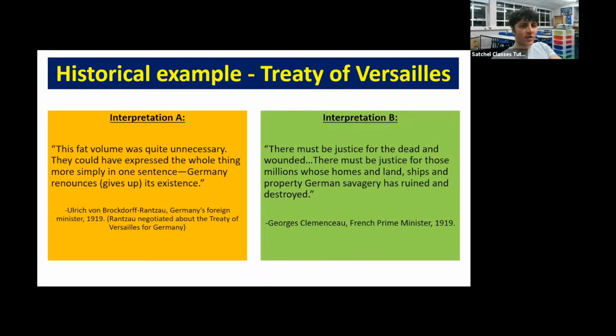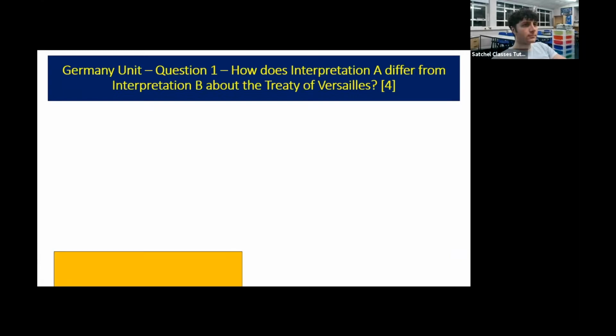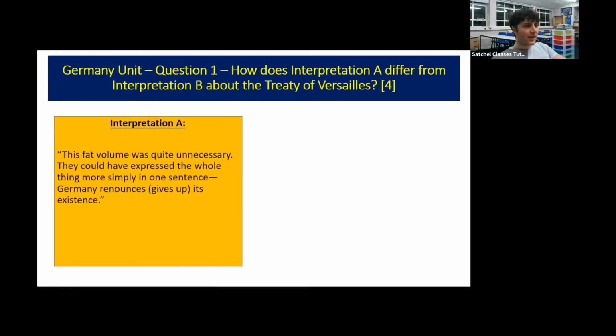And on the other side, interpretation B, we've got the French Prime Minister at the time, Georges Clemenceau, both of them writing in 1919. And Clemenceau has got a different view of the treaty. So let's break this down just like we did with the football example. So we're being asked, how does interpretation A differ from interpretation B about the Treaty of Versailles? So where I said blank when I explained this before, we can now fill that in. It's about the Treaty of Versailles. And the question is saying, what is their difference in viewpoints?